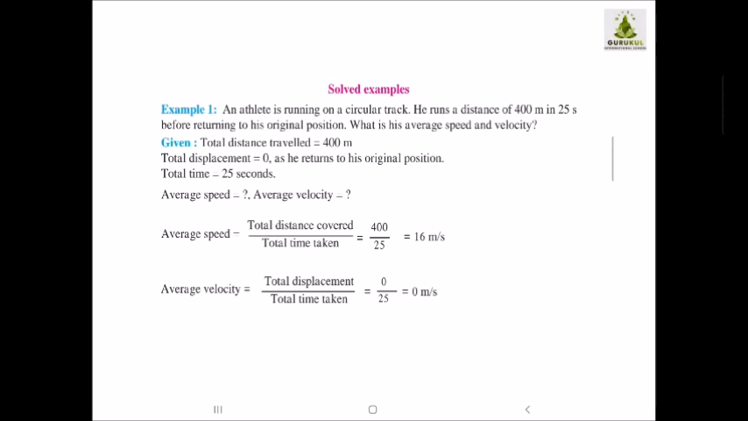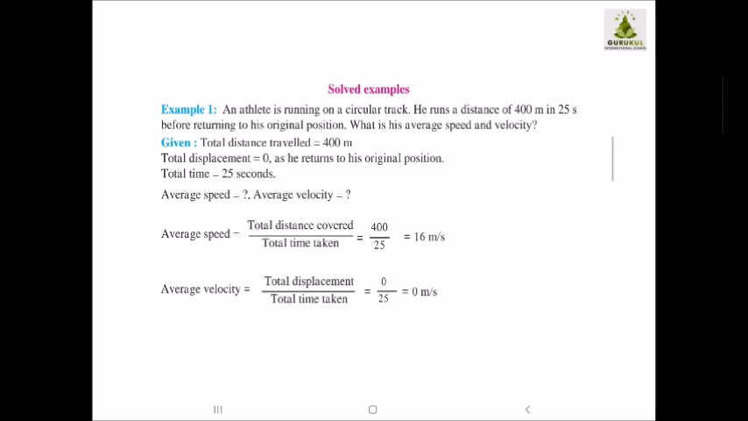An athlete is running on a circular track. He runs a distance of 400 meters in 25 seconds. Before returning to his original position, what is his average speed and velocity? Now here you have to find out the average speed as well as the average velocity.